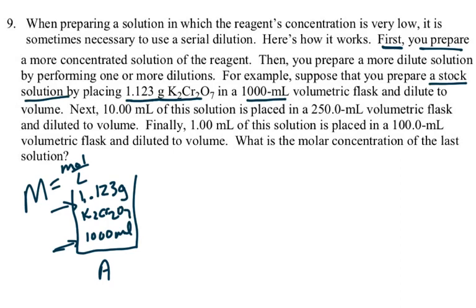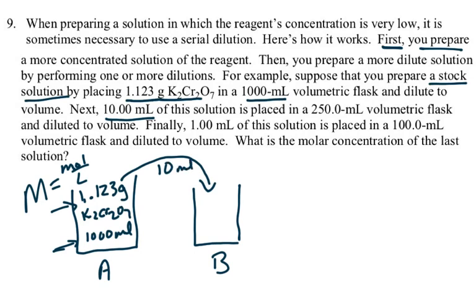So we make this solution, and then into beaker B, we take 10 mLs of that solution from A and place it in our final volume of 250 mLs. Okay, so that's a dilution problem. That's an M1V1 equals M2V2 kind of thing. So the first thing we have to do is find the molarity, and then we use that molarity and this volume and this volume to find M2, to find the molarity here.